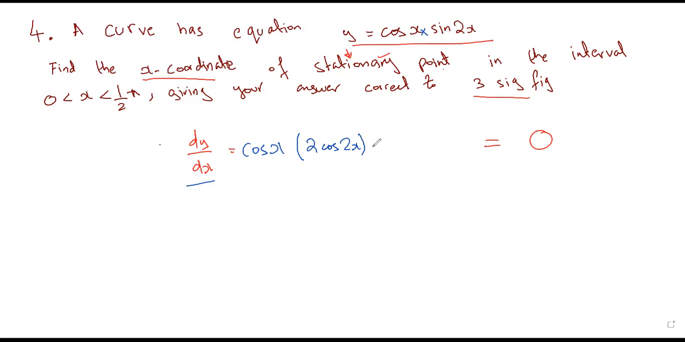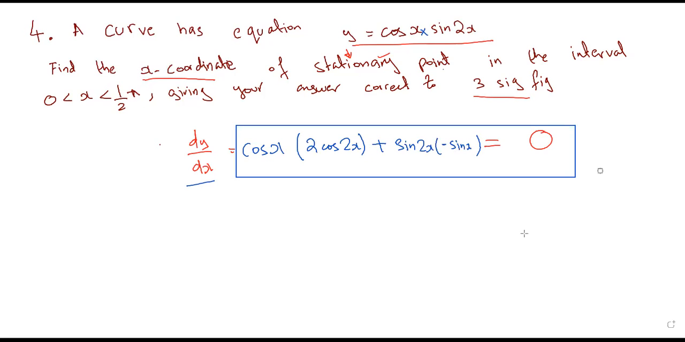Then plus sin 2x multiplied with negative sin x. Very good, very well done. Excellent. So finally, using the logic, we got our equation, and we have one equation and one variable. We can easily find the value of x.